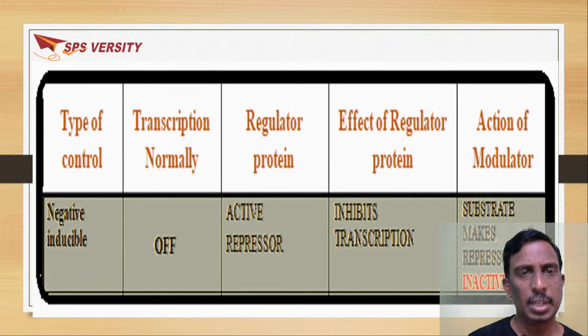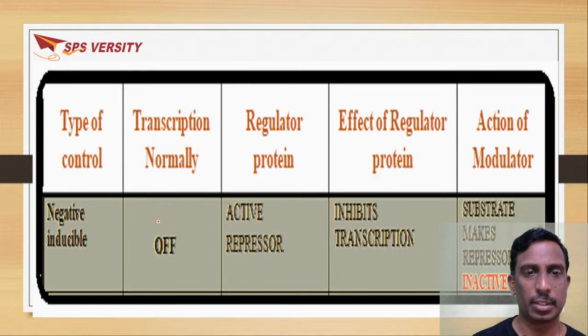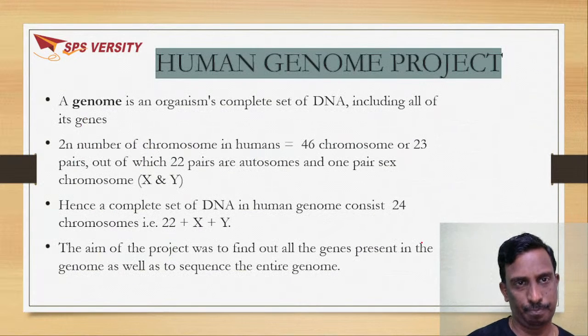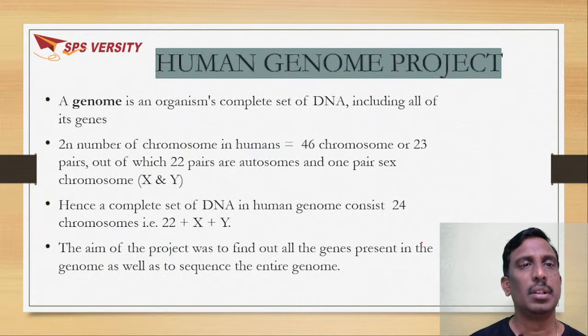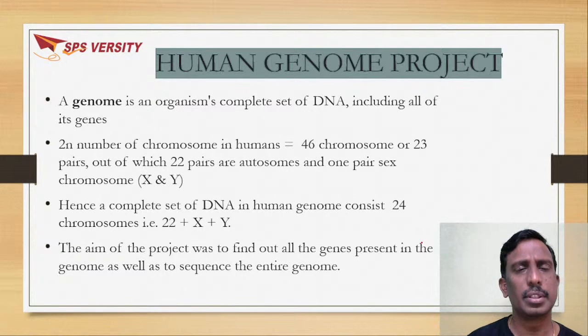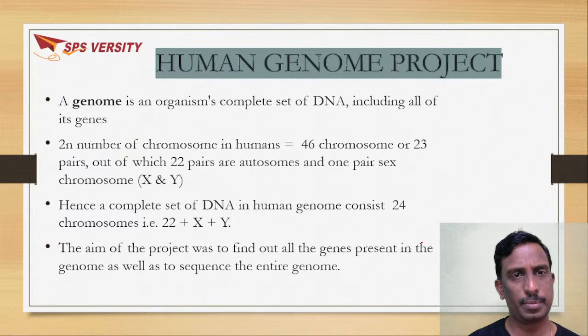So here there is control, negative as well as positive. When there is negative control, the repressor will be active, transcription will be off, and the active repressor will inhibit transcription. So obviously the process will stop. This is how the genes are regulated at different levels, not only at transcription level, but even at translation level, even at pre-translation stages. There is regulation of genes at different points. And a gene is like a switch on and switch off mode.